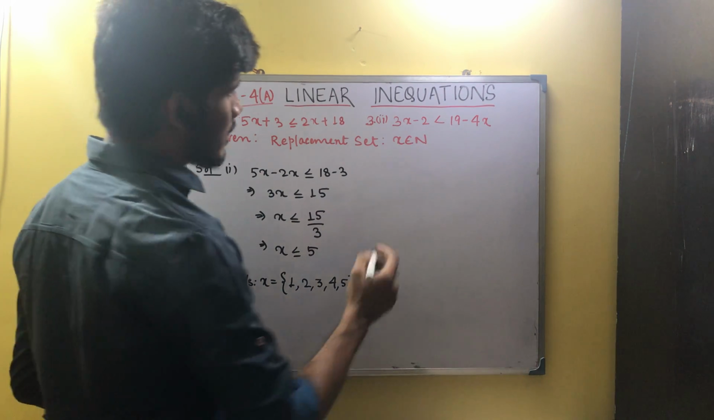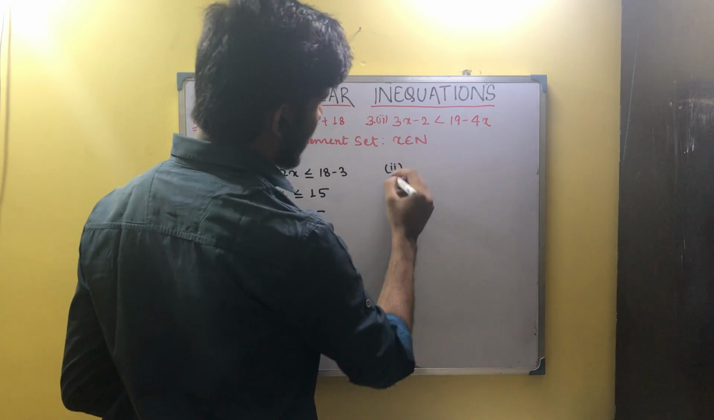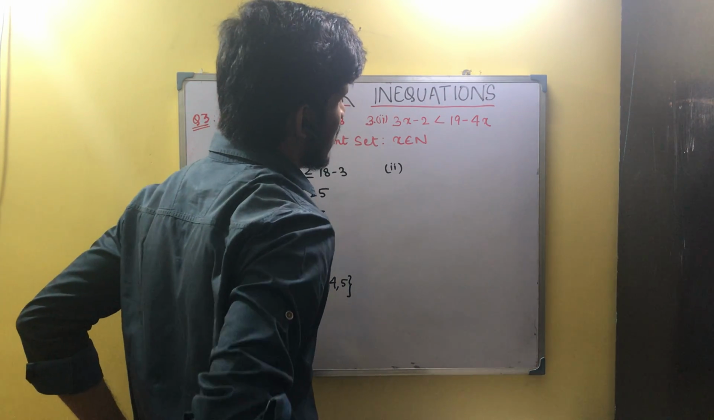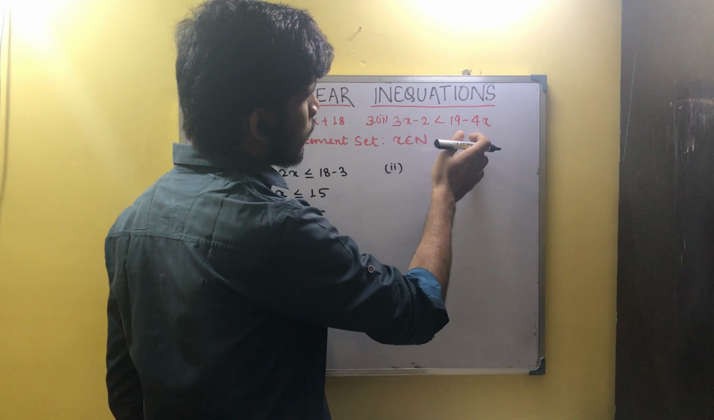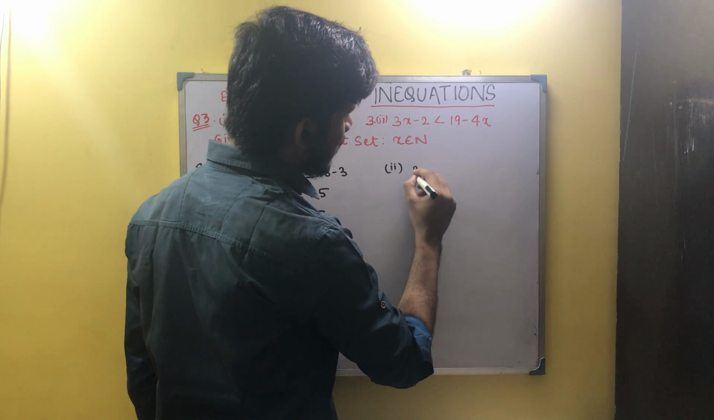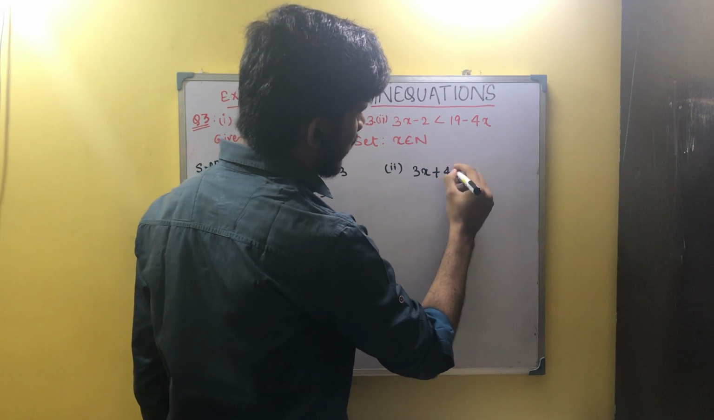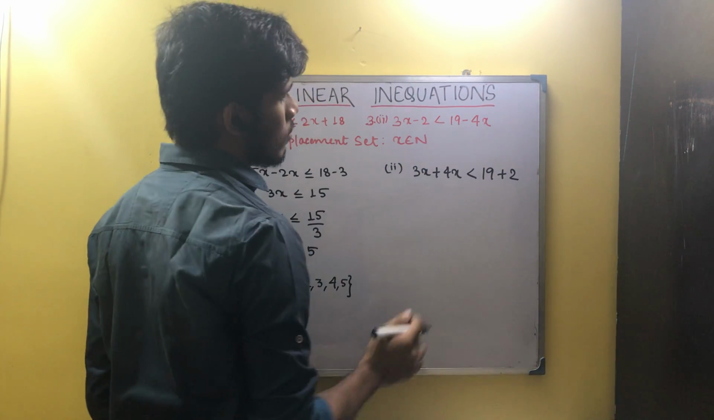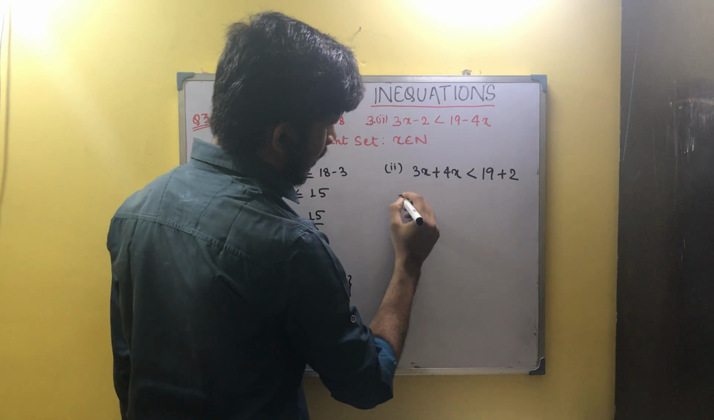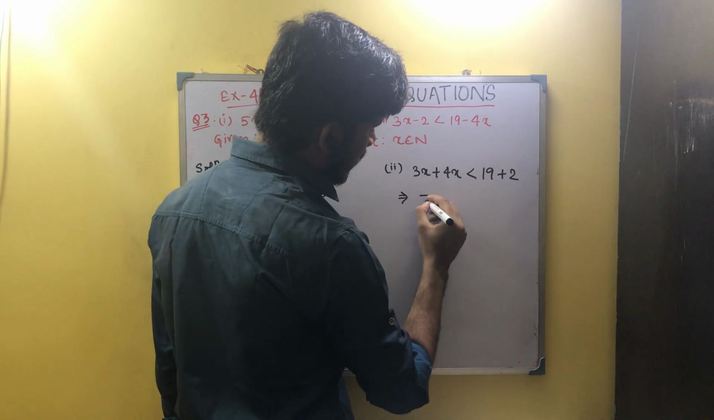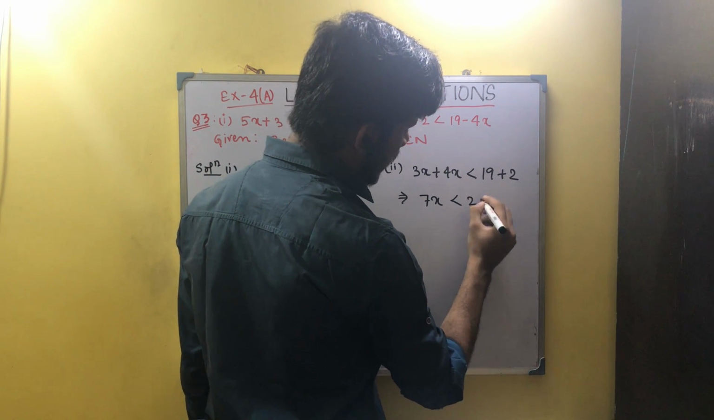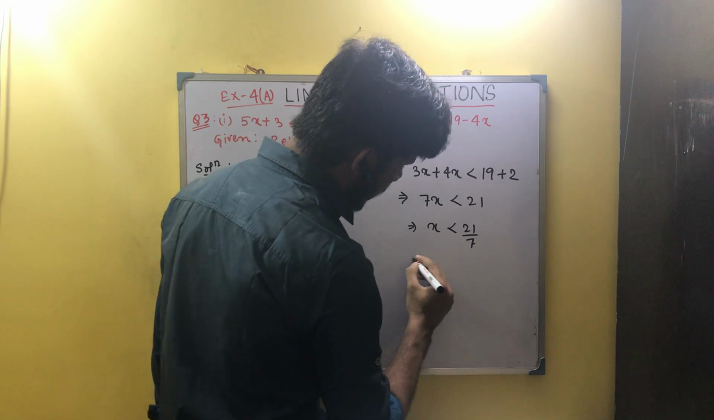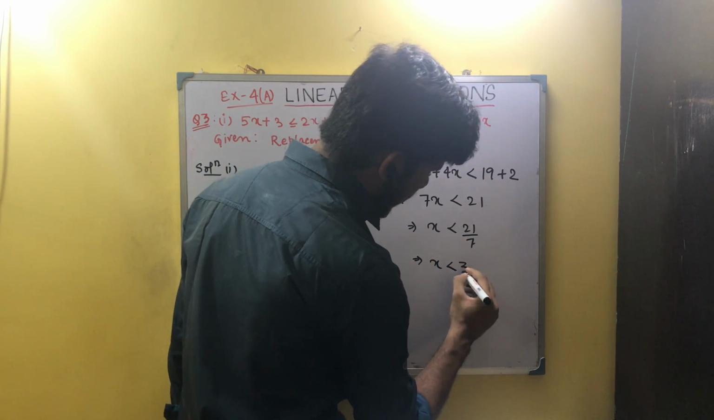Okay, so now the second part. Solution for the second one. We got 3x minus 2 less than 19 minus 4x. We got to solve this. Now let's take 4x to the LHS. We will be getting 3x plus 4x less than 19 plus 2, if we take minus 2 to the RHS. Now on solving we will be getting 7x less than 21. That implies x is less than 21 upon 7. That gives you x less than 3.